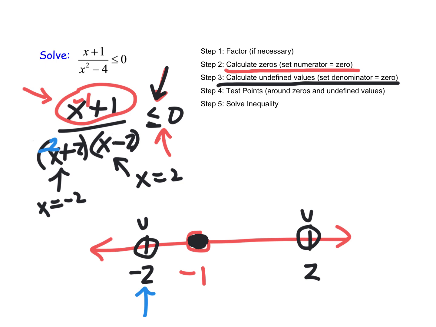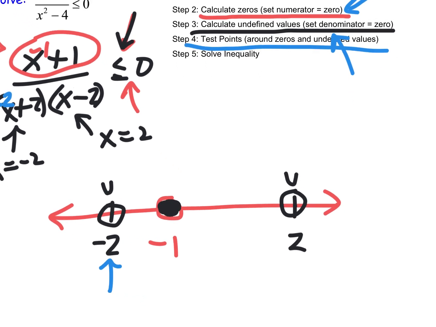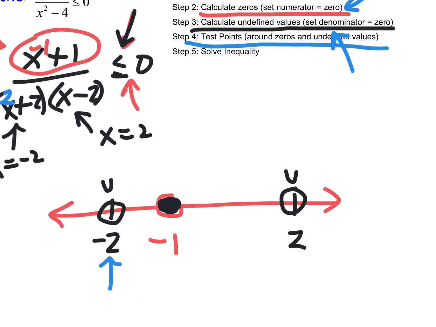All right, so now that I've found the things that make the top 0, found the things that make the bottom 0, now I have to test intervals to see which ones work. So there's a whole bunch of possible intervals here. There's the numbers bigger than 2, the numbers in here, the numbers in here, or the numbers in here. And that's the part most kids will get wrong on the test. Most kids will be able to figure out what makes the top 0, what makes the bottom 0.